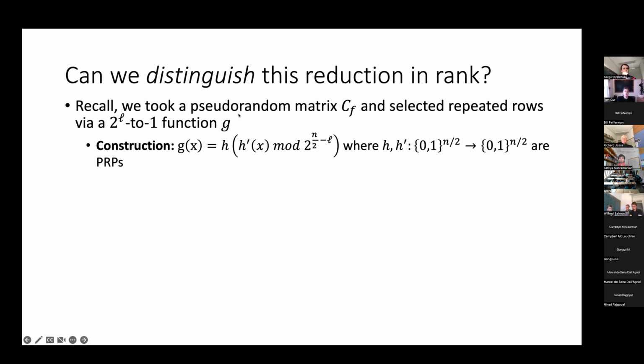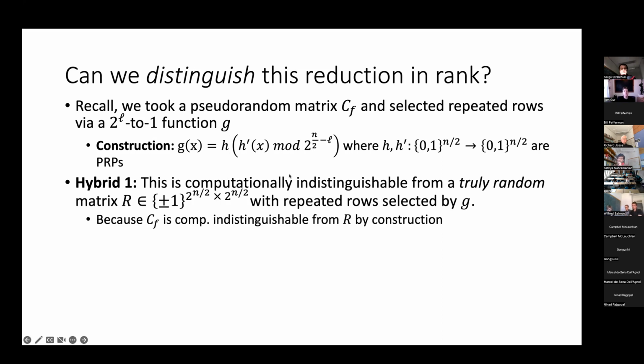And so the way we're going to prove that you cannot do this with an efficient quantum algorithm is to consider a very specific construction of a 2 to the L to 1 function, which we'll call G. The G we'll consider, the function that encodes the repeated rows of this new matrix CF prime, is the composition of 2 quantum secure pseudorandom permutations, but the second one will mod by 2 to the n over 2 minus L. This is a pretty standard way of getting a 2 to the L to 1 function. And we're going to argue that we can't distinguish this new matrix with a lot of repeated rows from a truly random matrix by arguing about 2 steps. I should say I'm skimming over a lot of the details, so this is just a high level picture.